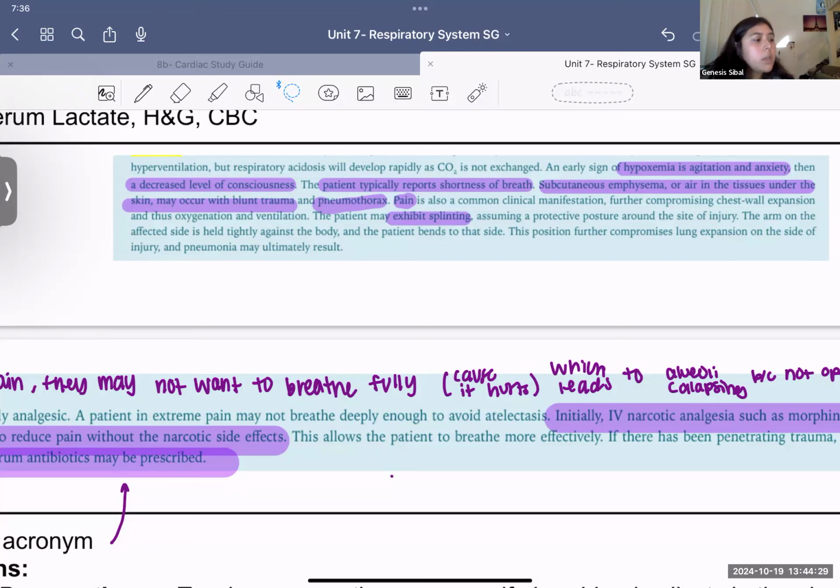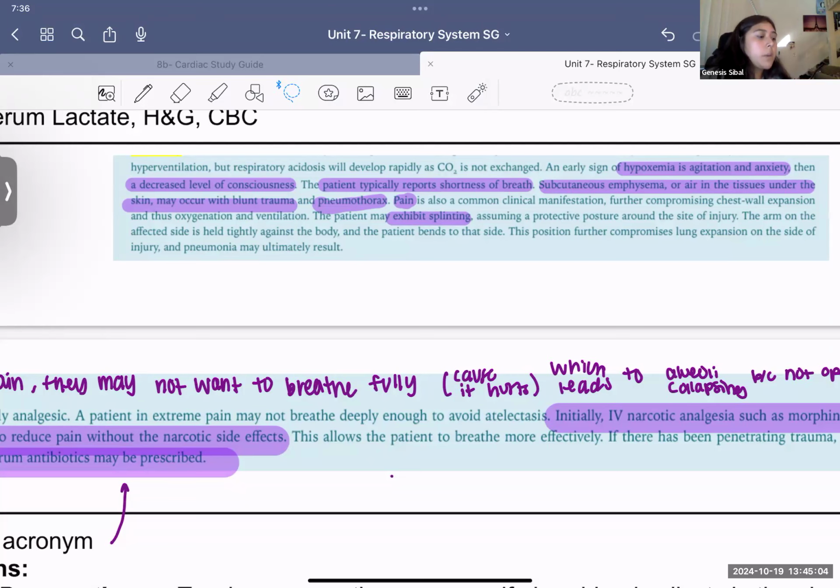And then the patient typically reports shortness of breath, subcutaneous emphysema, or air in the tissues under the skin. That's what subcutaneous emphysema is. And that can occur with blunt trauma. And then also they can end up developing a pneumothorax. So pain is a common manifestation, is what we saw also with the rib fractures in the flail chest. So you want to be able to give them pain medication as well, because if they're having pain, they're not able to get proper oxygenation, and eventually they can actually have pneumonia, obviously, because they're not breathing in fully and expanding those lungs as they should be.